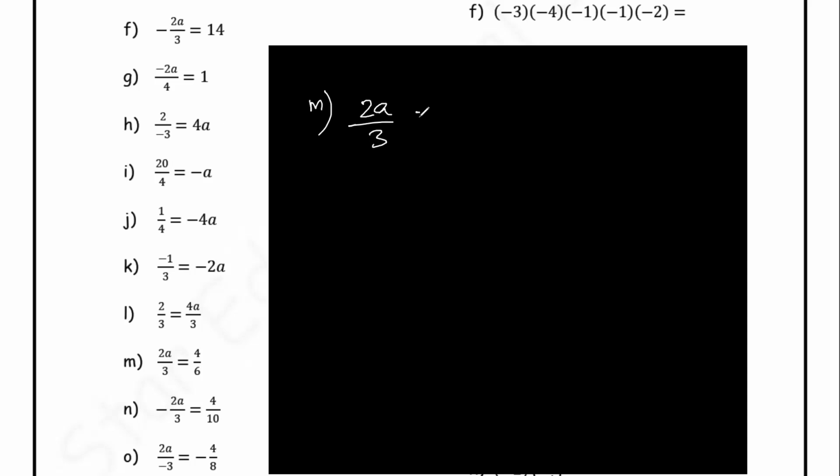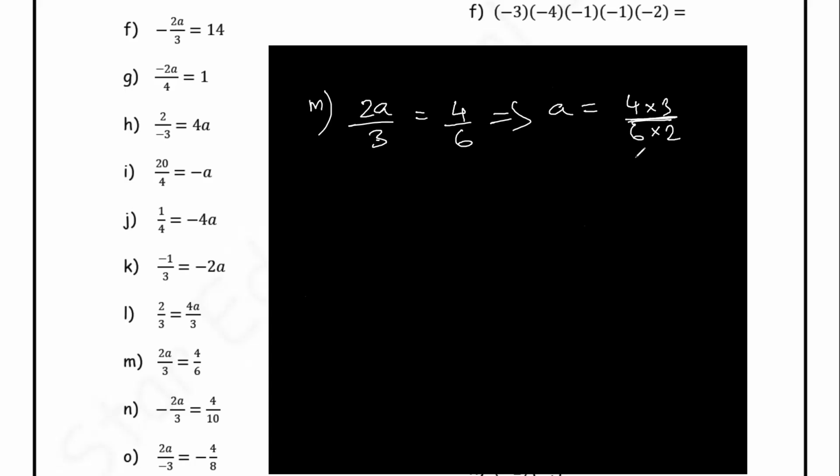2A over 3 is equal to 4 by 6. So the trick is A is equal to 4 upon 6, and then 3 goes next to 4 and 2 goes next to 6 like that. So you can extend it further like this.